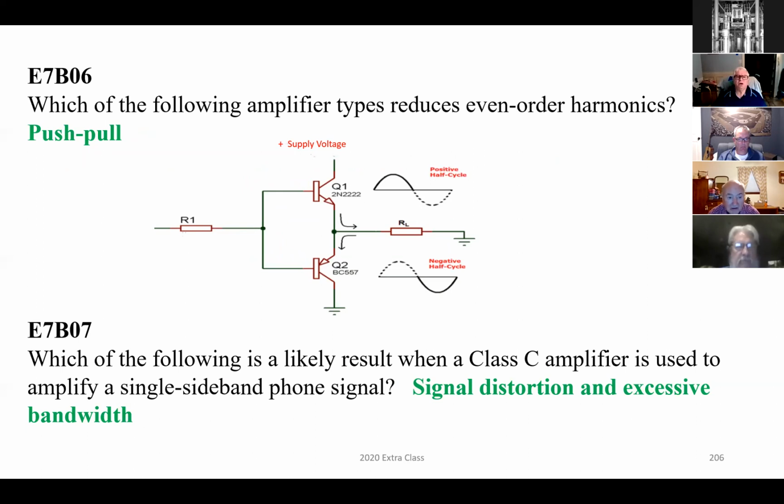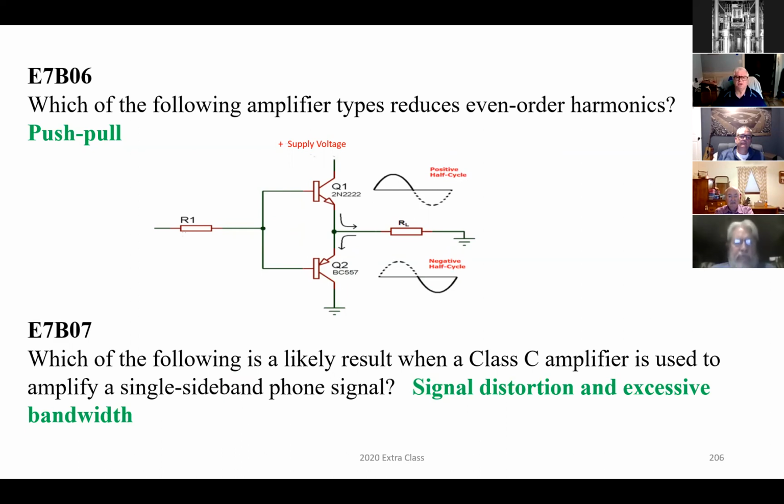Okay, which of the following amplifier types reduces even order harmonics? It would be a push-pull. And there again is the drawing of the circuit. And you can see with a push-pull, one of the transistors is active during one half of the cycle, and then the other one is active during the other half. So in effect, you've got the two transistors pushing and pulling to generate that waveform.